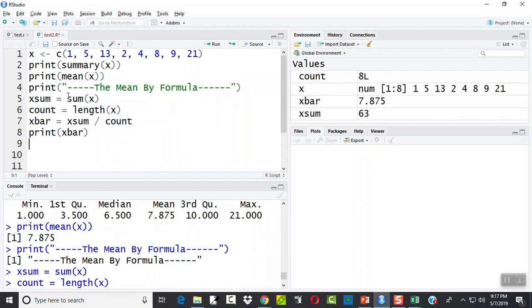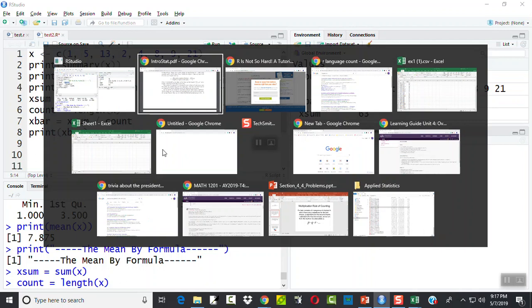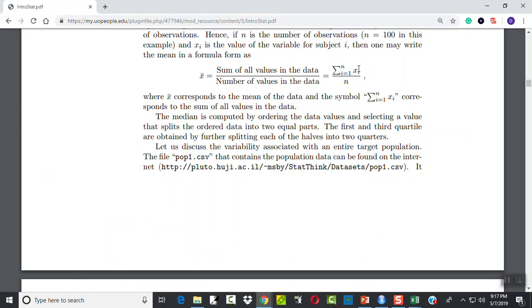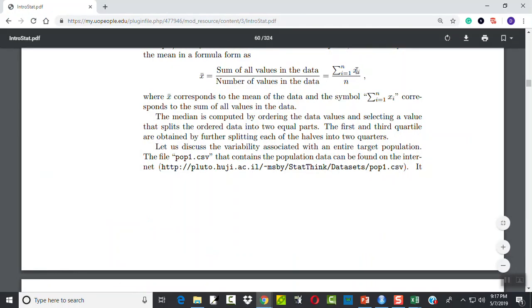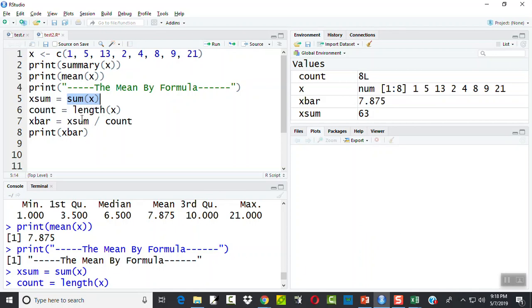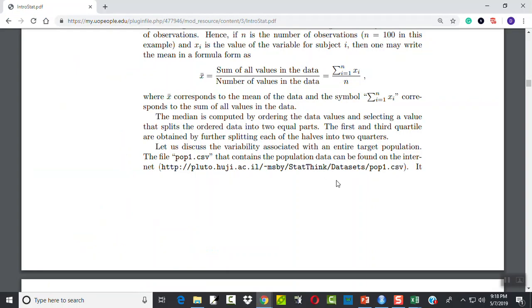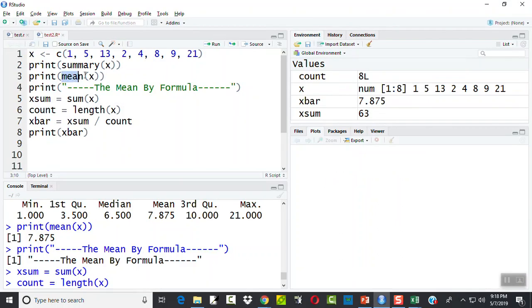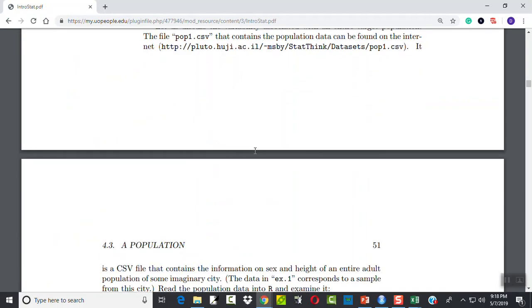So again, this does the uppercase sigma x. That's this up here. And then our n is our length. And so then you've got your x bar is equal to x sum divided by count. Now, in case you're wondering, there's nothing wrong with using the mean function. I'm just showing this as extra information on how to get used to R.